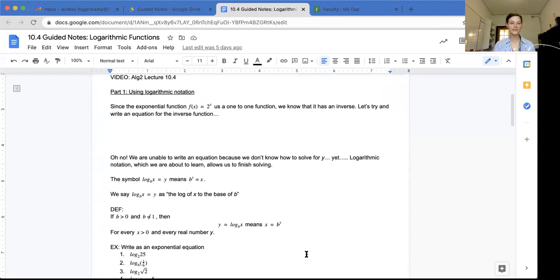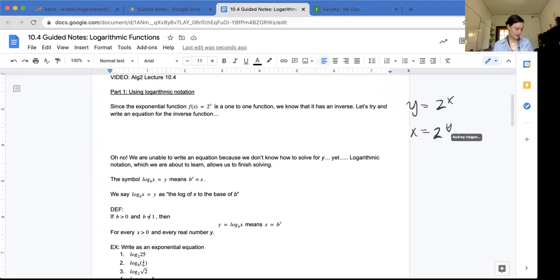Since the exponential function f of x equals 2 to the x is a one-to-one function, we know that it has an inverse. And if you don't believe me, go test it out with the horizontal line test. Let's try and write an equation for the inverse function. First, we replace f of x with y, so y is equal to 2 to the x. Then we want to interchange x and y, so x is equal to 2 to the y.